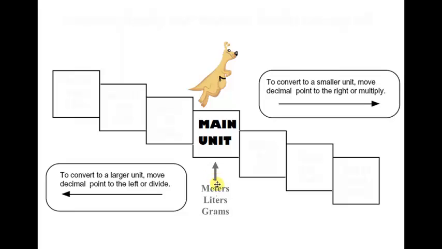Now, the metric system is based on three main units, namely meters, liters, and grams. Meters to measure length, liters to measure volume, and grams to measure mass. And then we use prefixes related to that main unit. The first one is the kilo, and that represents 1,000 of your main units. The next one is the hecto, which is 100 of your main units. And then the next one is a deca, which is 10 of your main units.